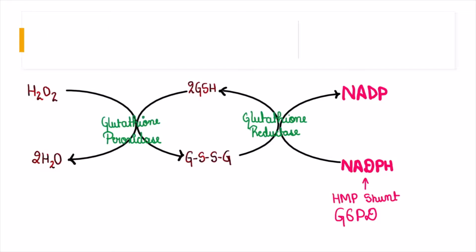The NADPH formed here will be utilized to convert the oxidized glutathione to its reduced form, and that reduced glutathione will further be required to convert hydrogen peroxide to water. That means NADPH is necessary for RBC protection against oxidative stress, and the HMP shunt in the RBC is the only means of generating NADPH.